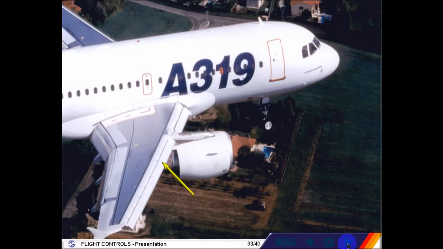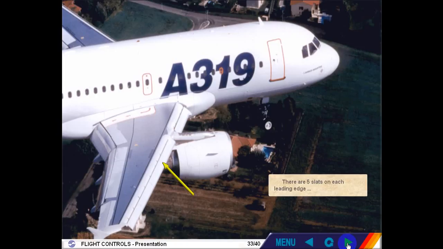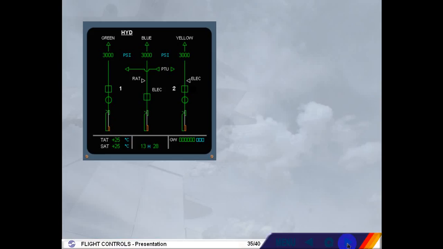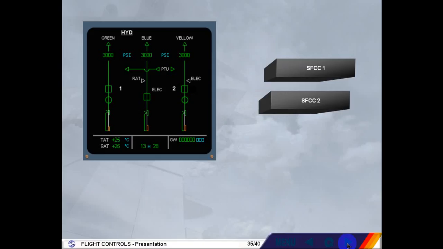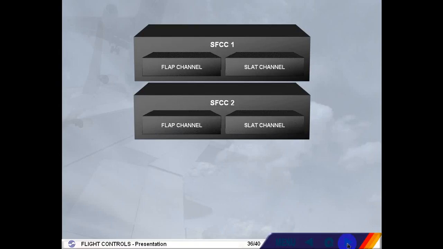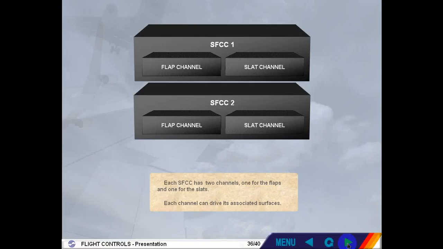There are 5 slats on each leading edge and 2 flaps on each trailing edge. The slats and flaps are hydraulically actuated like all the other surfaces. They are electrically controlled via 2 slat flap control computers, SFCC. Each SFCC has 2 channels, one for the flaps and one for the slats. Each channel can drive its associated surfaces.